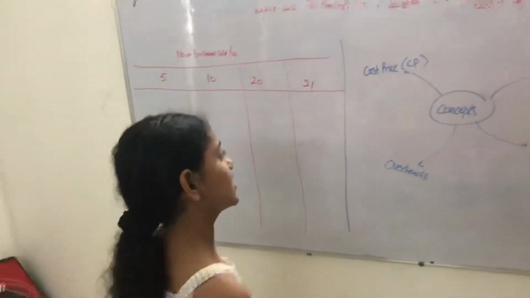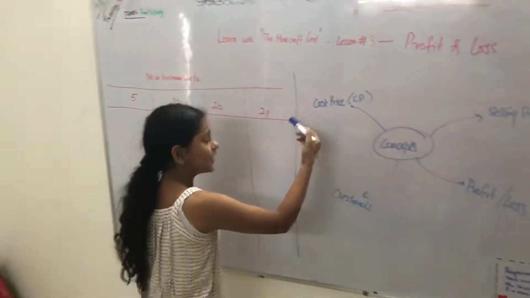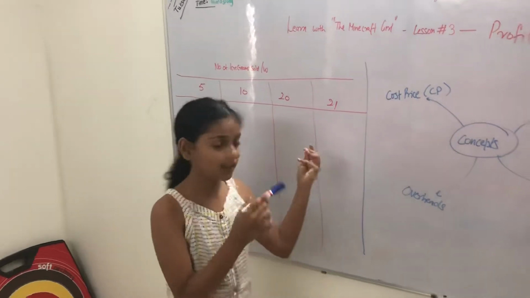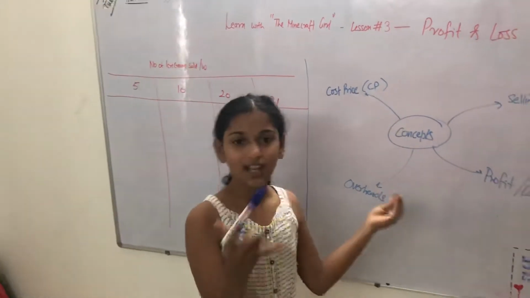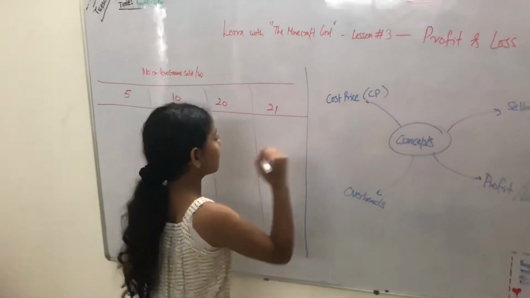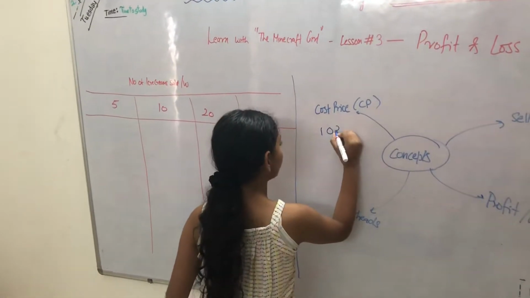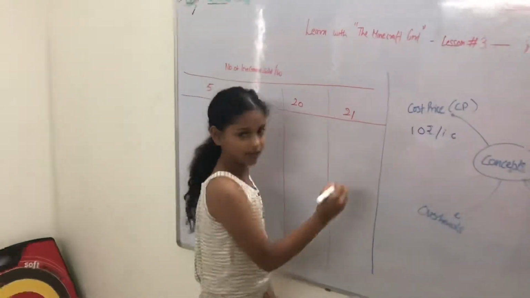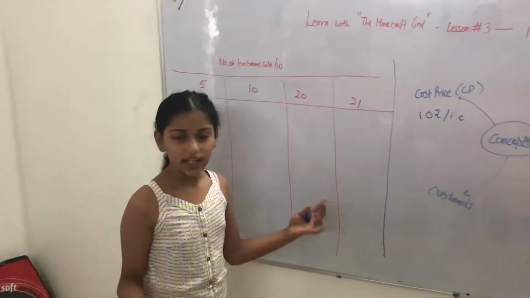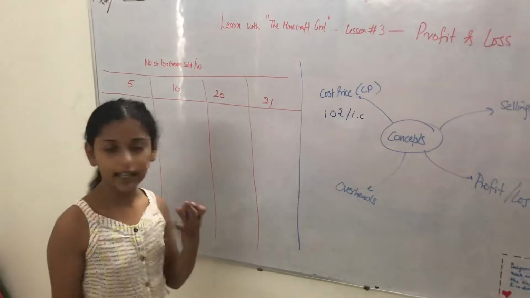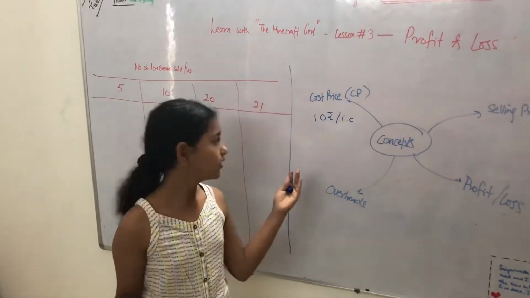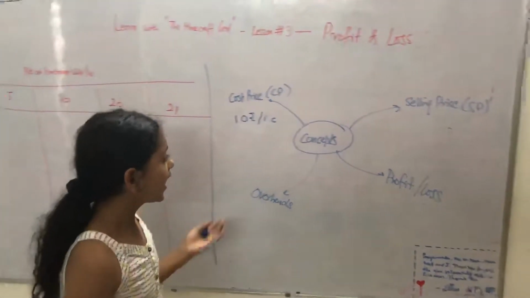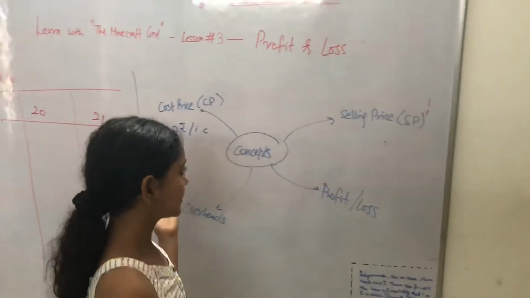So let's start with the first concept, the cost price. The name itself reveals all about it. The cost price is the cost of the object that he is buying, which is the ice cream. So he pays 10 rupees to the factory per ice cream. I'm just going to write it as IC, okay? So for each ice cream he buys, he gives away 10 rupees to the factory. So that is the cost of the ice cream that he buys from the factory, and that's the cost price.